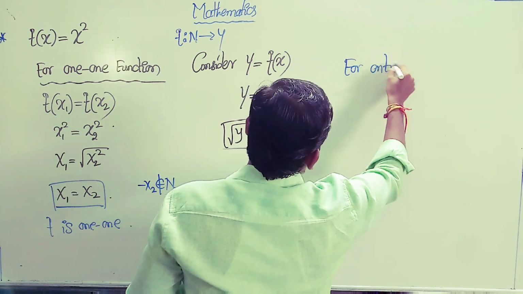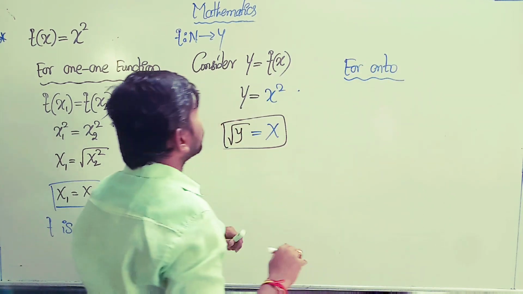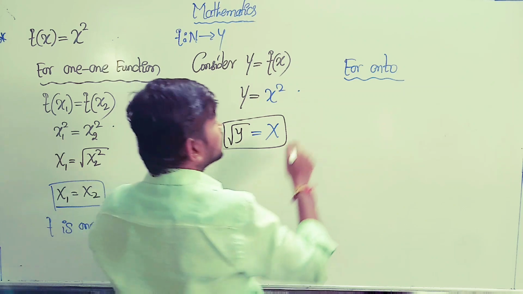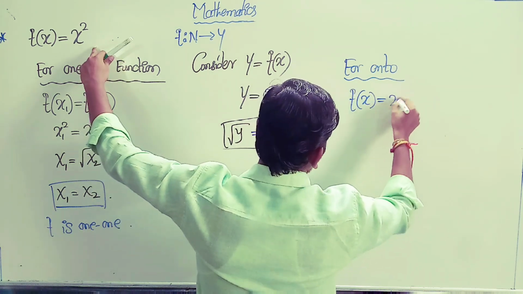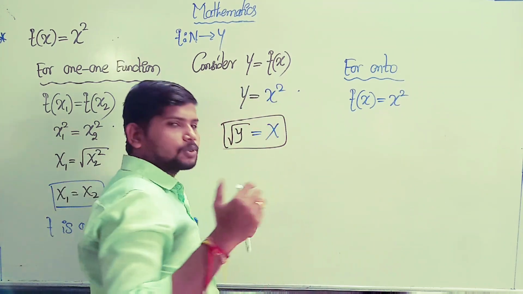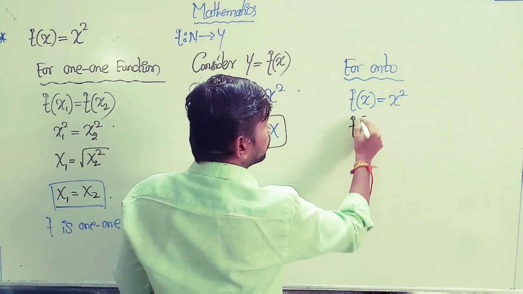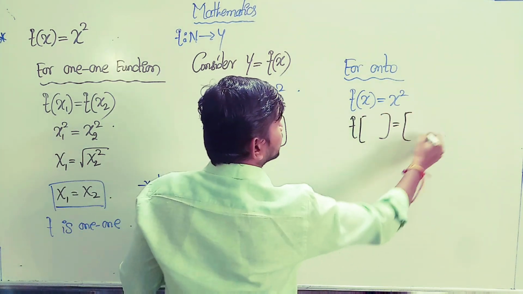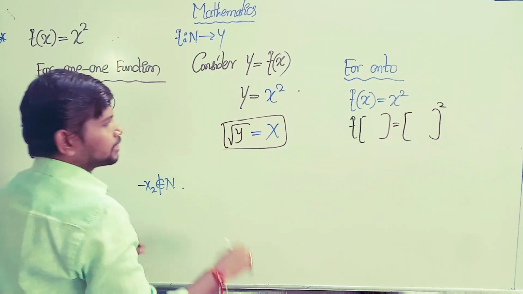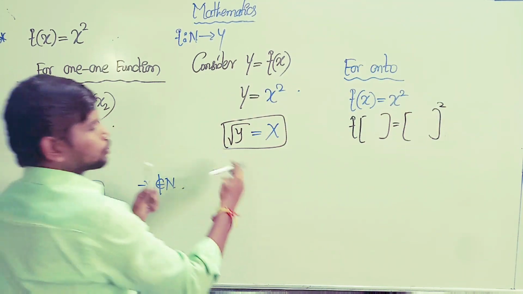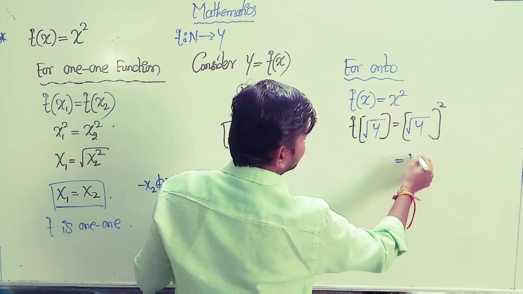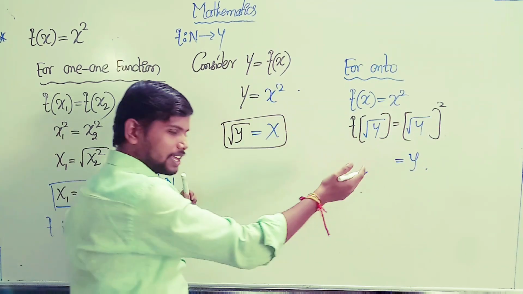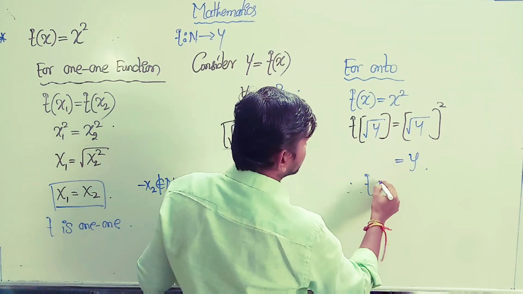For onto, what is it in this one? It is f of x is equal to x square, the given question. Now, what I told you about how to solve it? F of, keep the space, x square like this. What is the x value? The x value is root y. I wrote root y square, cancel, it is y. Therefore I got y. That's why f is onto.